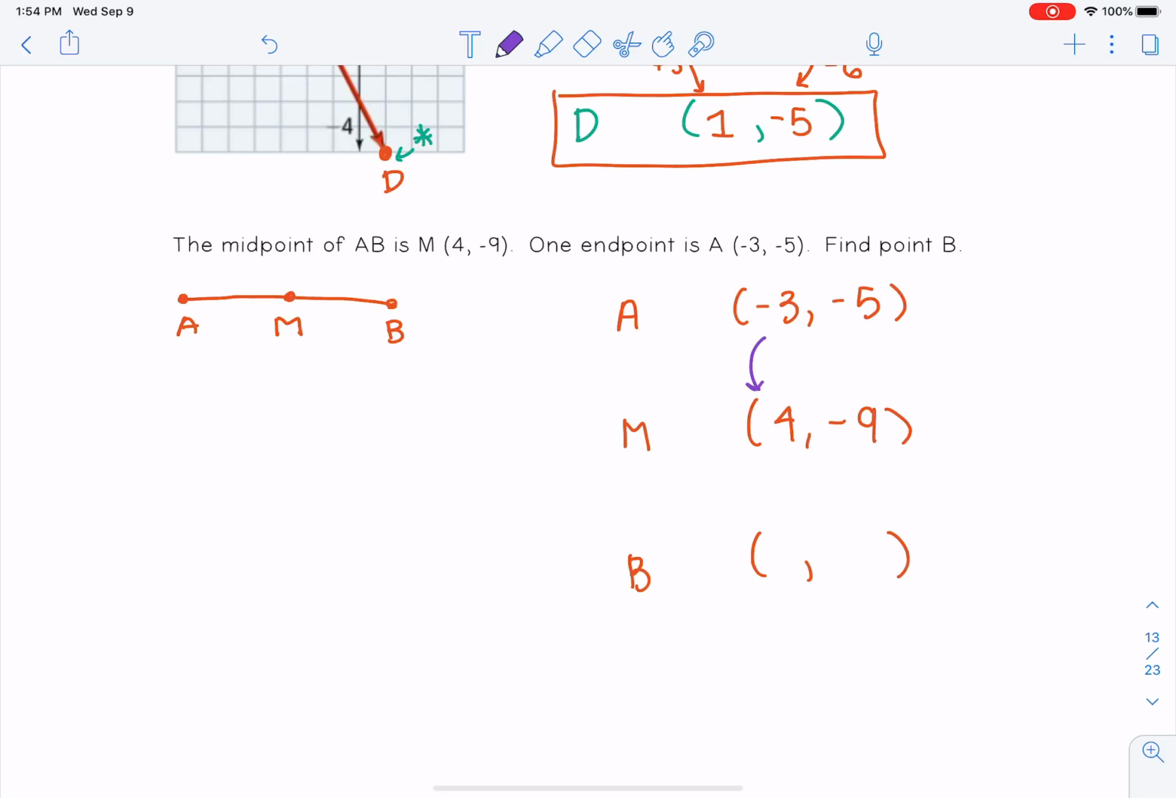How do I get from -3 to 4? I'm going to add 7. So to get from the midpoint to B, I'm also going to add 7. 4 plus 7 is 11. To get from -5 to -9, I subtract 4. So to get from -9 to the next thing, I'll subtract 4. So I get to -13. And there is my point B.